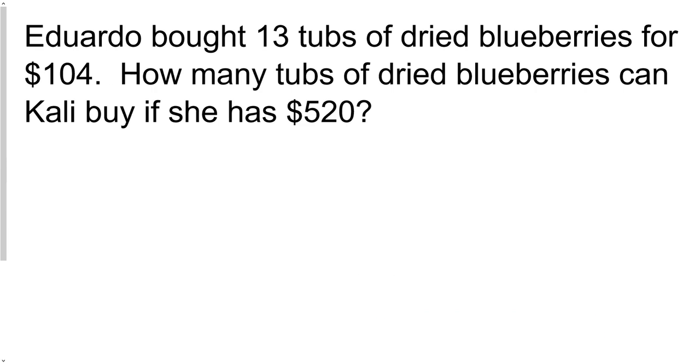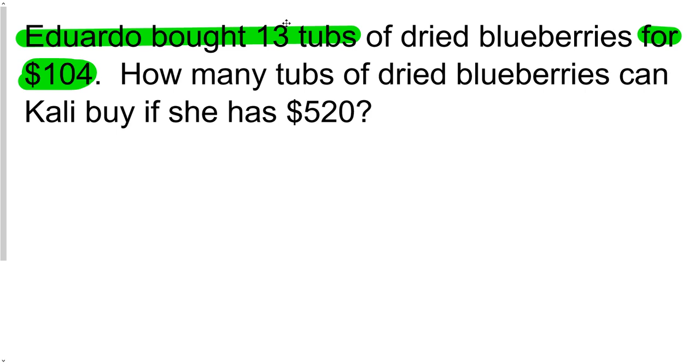Now, you don't always have to draw a picture, and in the case of this problem, a picture's not really going to help. So Eduardo bought 13 tubs of dried blueberries for $104. How many tubs of dried blueberries can Callie buy if she has $520 worth? Well, the first thing I would do is look at what 2 numbers we could put together to make a real quick ratio.